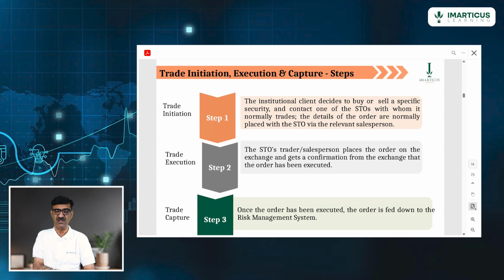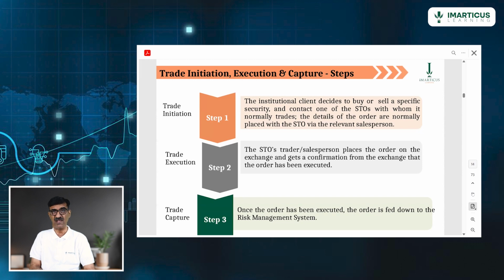So the first step is the client saying yes. The second step is punching of the order. And the third step is that the order will be checked on the system by the STO. All this is in front office. The order is there on RMS, the risk management system, and that is called trade capture.